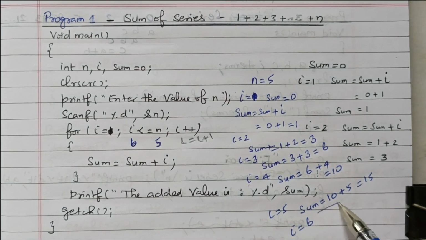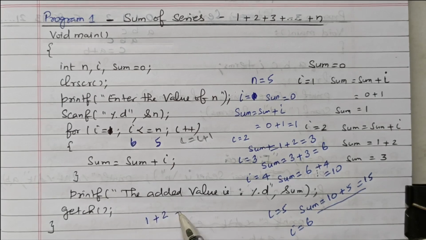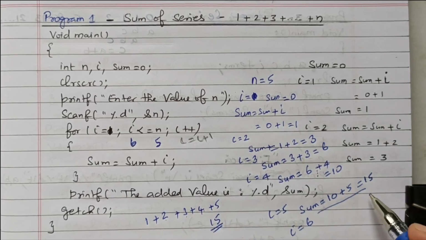So it will execute it up to this. See, the sum value is 15. Now we will verify that. 1 plus 2 plus 3 plus 4 plus 5. Right. So 1 plus 2, 3. 3 plus 3, 6. 6 plus 4, 10. 10 plus 5, 15. So this is our required answer. So we got the required answer.